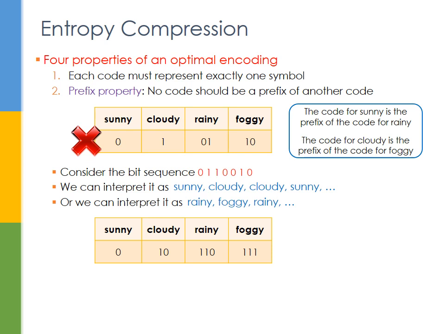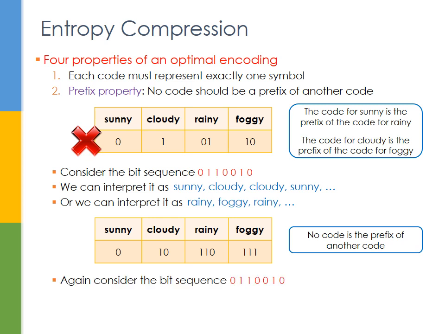Now let's consider the following coding scheme over here. Again, we have the same symbols, sunny, cloudy, rainy, and foggy. And very importantly, we can see in this encoding scheme that none of the codes are prefixes of any other code within this encoding scheme.